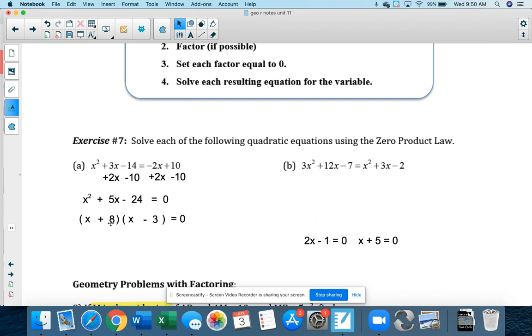Now, step 3, I set each factor equal to 0. So x plus 8 equals 0, x minus 3 equals 0. And then I'm going to solve.